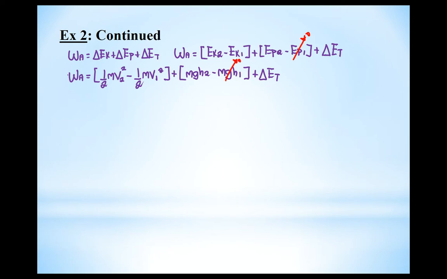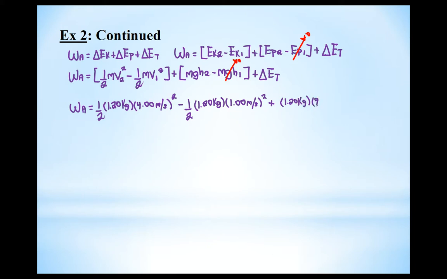Okay, and now let's just plug numbers in. So WA would then be equal to 1/2 times the mass, which I believe is 1.20 kilograms, times the speed, V2, which is 4.00 meters per second, all squared, minus 1/2 times 1.20 kilograms times the speed, 1.00 meters per second, all squared, and then plus mgh2, so that'd be 1.20 kilograms times 9.81 meters per second squared times h2.